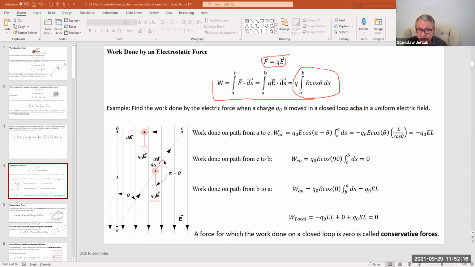But the displacement is along the straight line from A to C. So the angle between displacement and the force is designated as pi minus theta. Why? Because theta is taken to be this angle. If this is angle theta, then this angle, of course, would be theta too. This angle is equal to this angle.